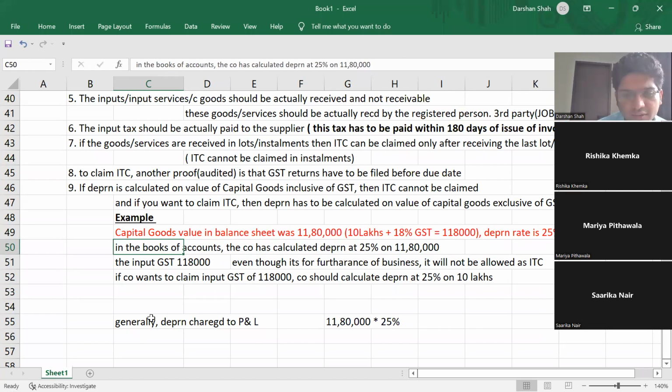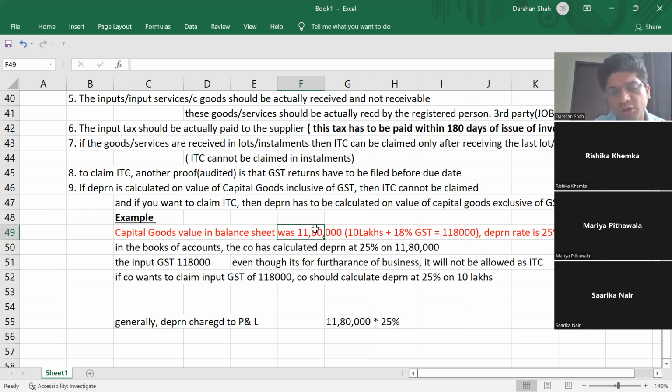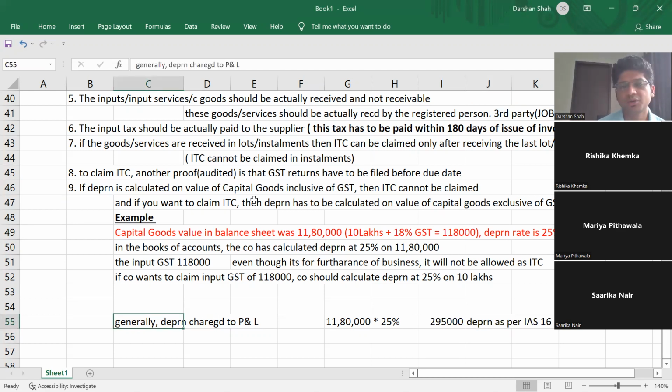So generally when I charge depreciation to P&L account, what do I do? The total capital value inclusive of all taxes, into 25%, right? So this comes out to 11,80,000 into 25%, which is 2,95,000. That is my depreciation amount as per IAS 16 property, plant and equipment. Understood till here? This is what I generally do.